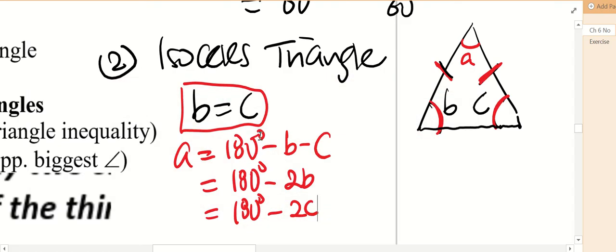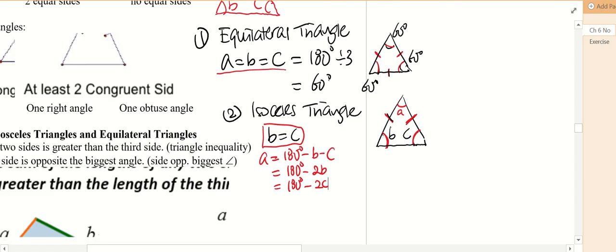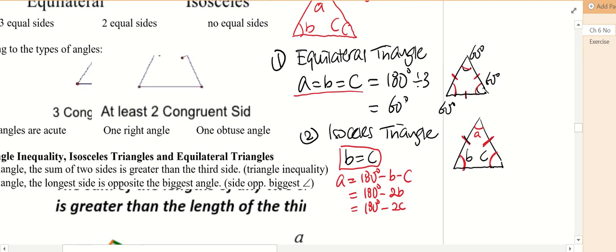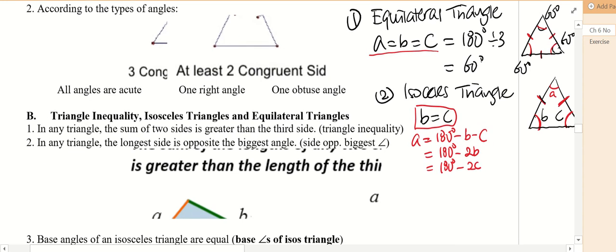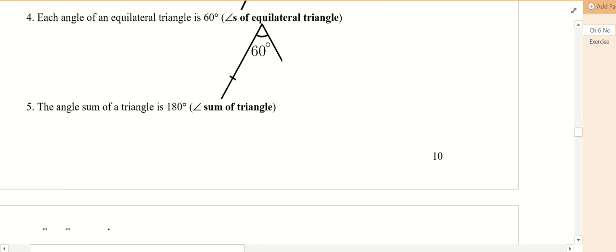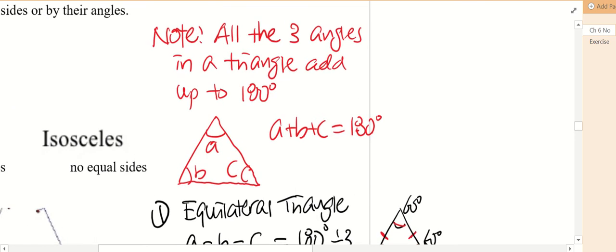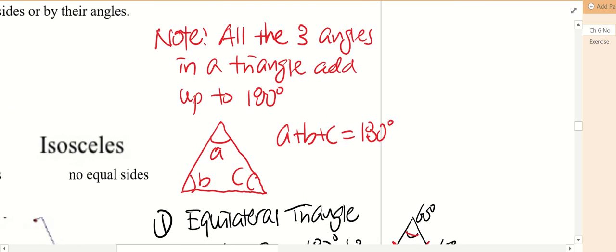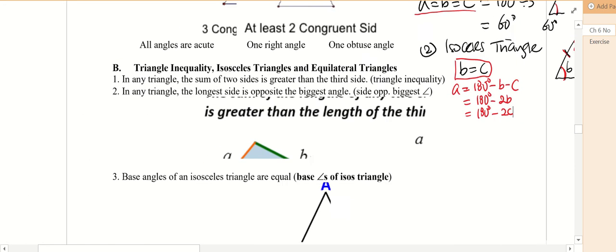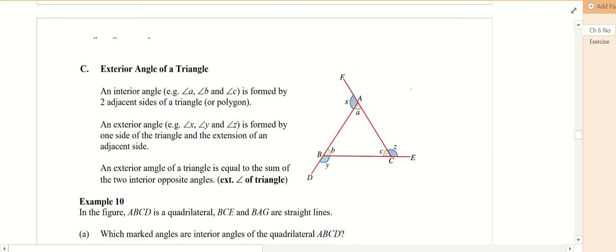All right, so let's come back to this. We have learned about the different types of triangle and how to classify them. And we also learned, very importantly, that all three angles in a triangle add up to 180 degrees. It doesn't matter what the size of the triangle is. All right, so let's move on to the next part.